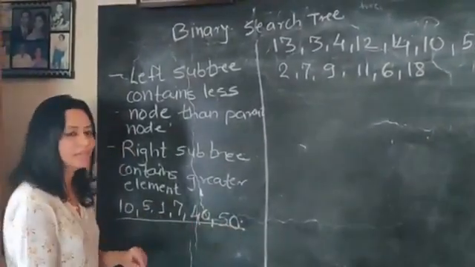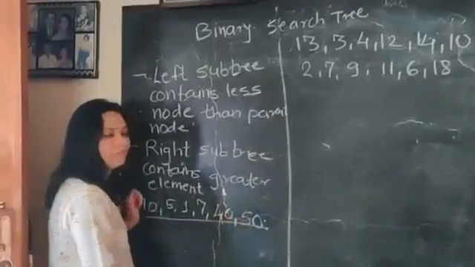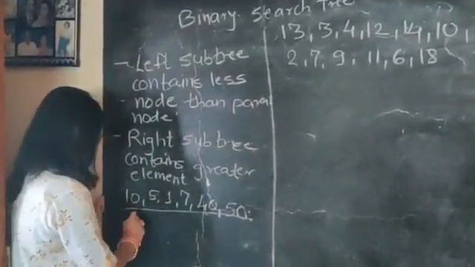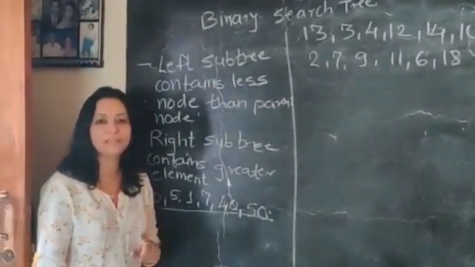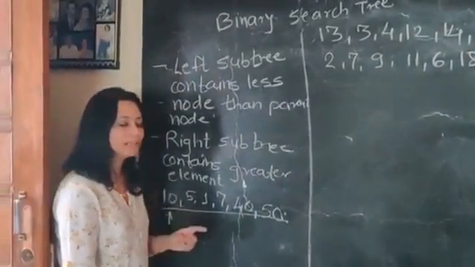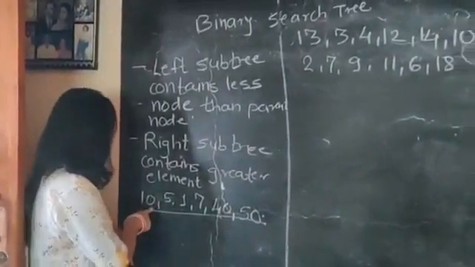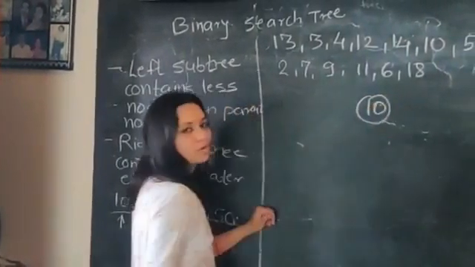Now suppose we are having elements as 10, 5, 1, 7, 40 and 50. Now if we want to create the binary tree, we have to start from the first. Keep in mind, whenever we are constructing the binary tree, the first node is by default the root node. So as 10 is the first node, you will write 10 as the root node.